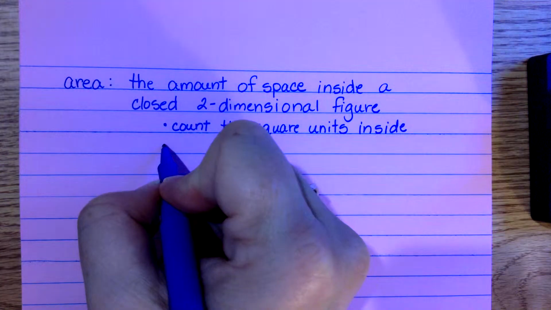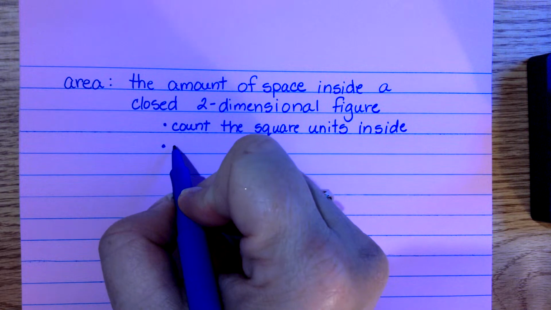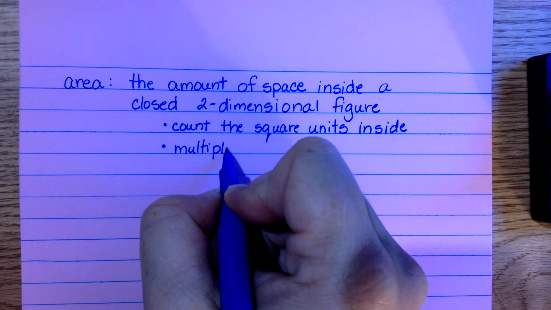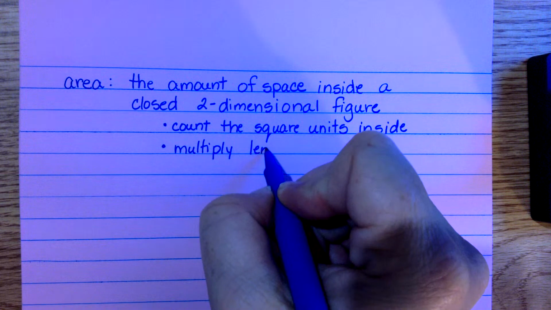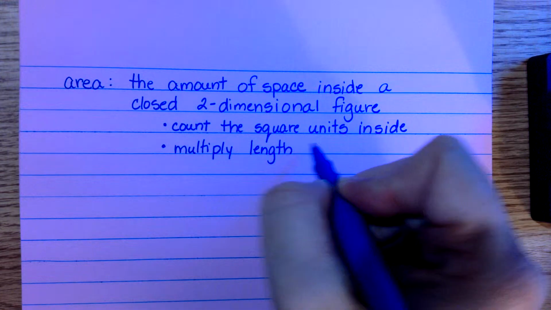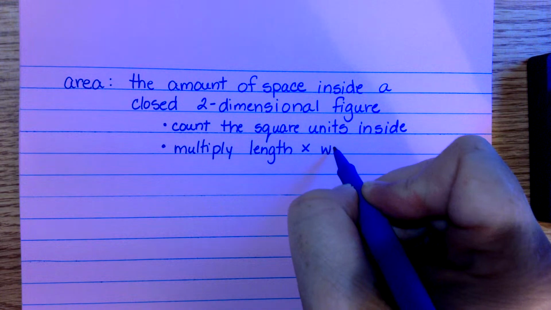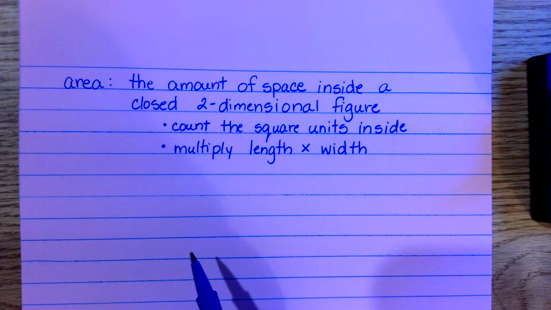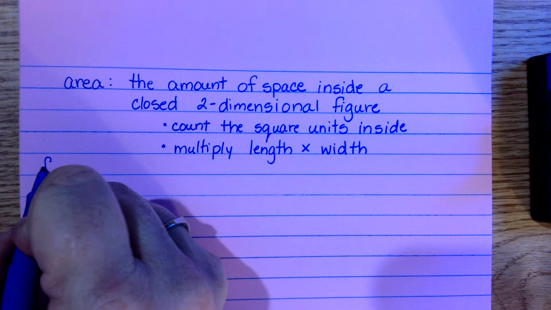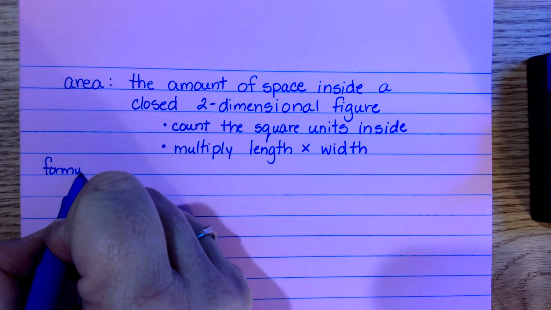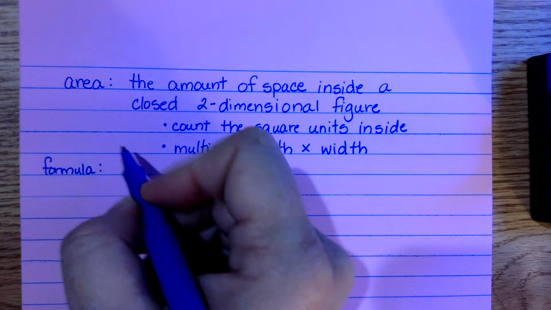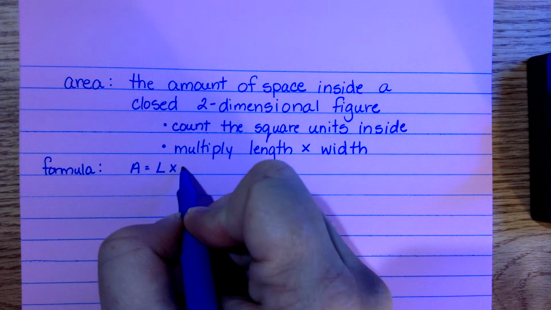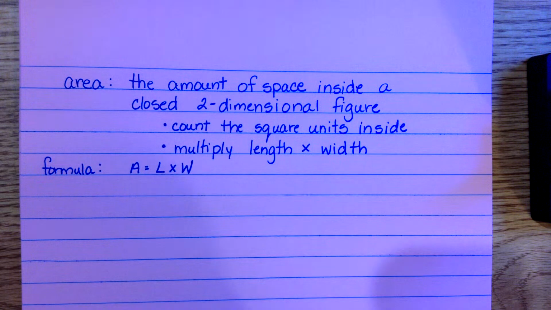The other for a rectangle is to multiply length times width. Sometimes you'll see it written as a formula. The formula for area is area equals length times width.